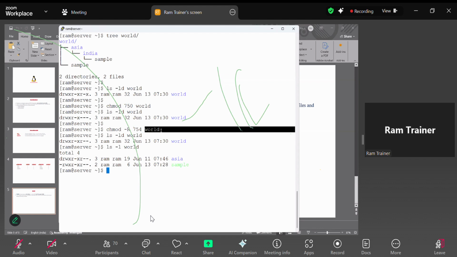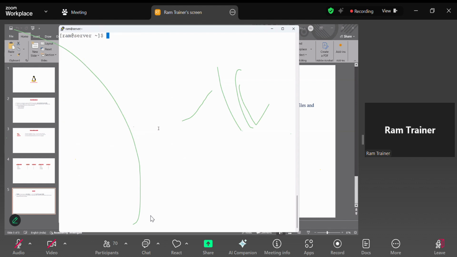So without R it will be for only the parent. With R it includes subfiles and subdirectories. But don't use the R option for files, because a file doesn't contain any subfile or subdirectory. The R option is only for directories.